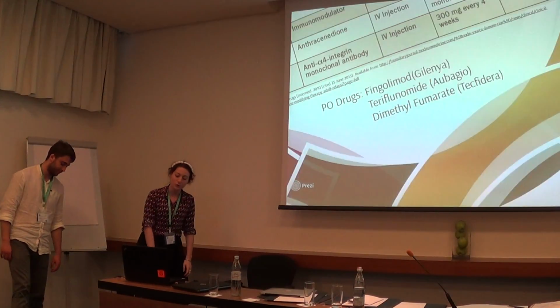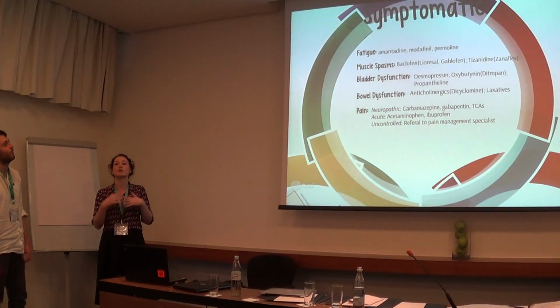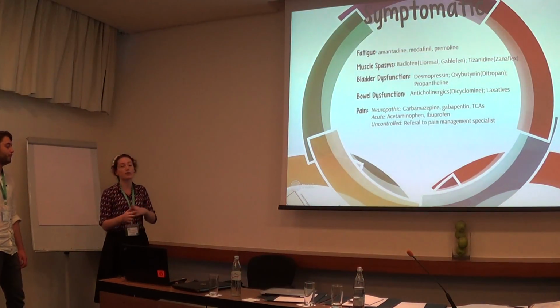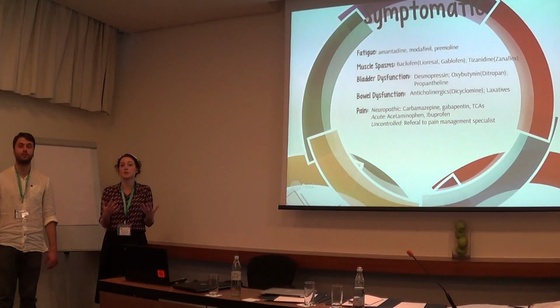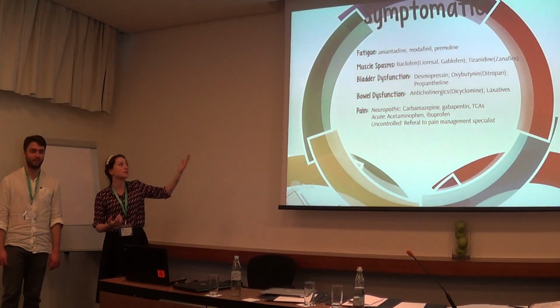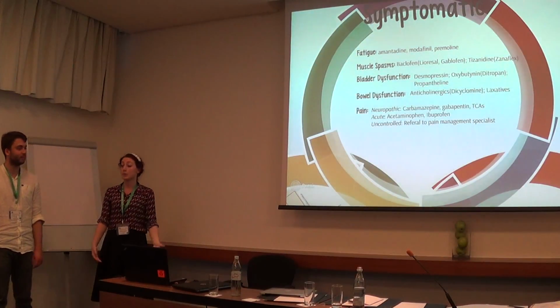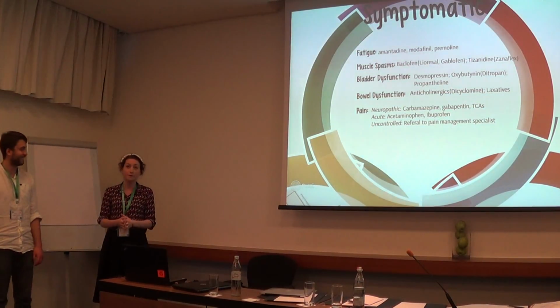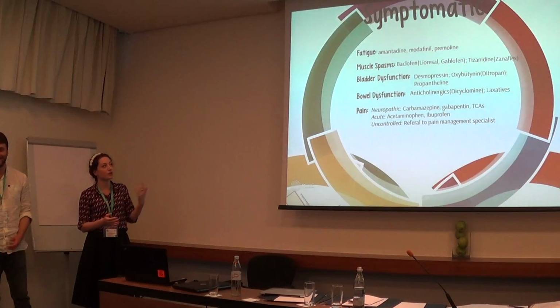And the third line of treatment is symptomatic because, as we have already mentioned several times, MS has variable clinical manifestations and some of the symptoms can be quite inconvenient. For example, for fatigue we can use amantadine or modafinil or bromocriptine, or for muscle spasms, which are quite painful, baclofen can be used for that treatment.